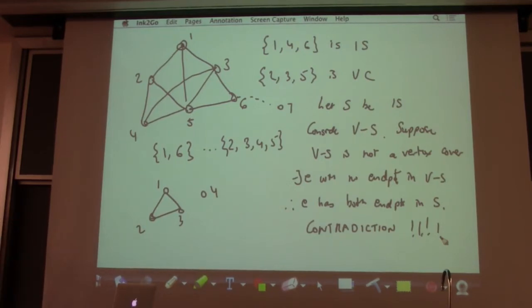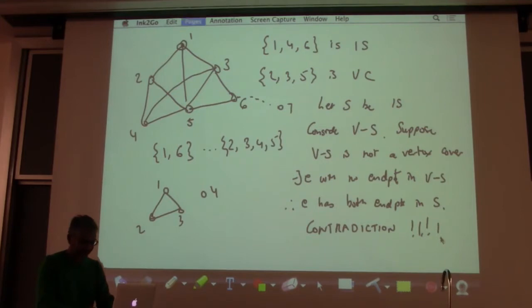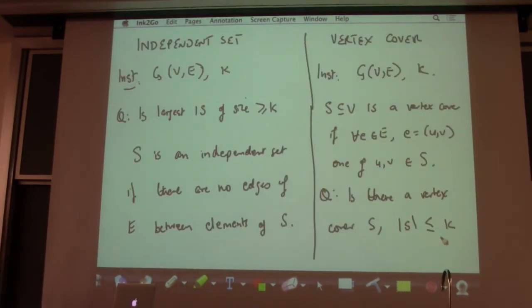Okay, good. Woohoo! We've shown that independent set is the complement of vertex cover. How on earth is that going to help us with the reduction? Let's go back to our question. Does this help us?